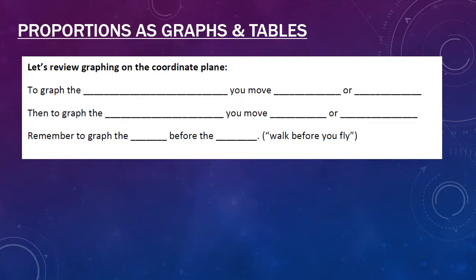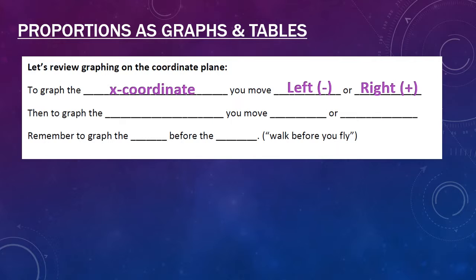So let's review what it looks like to graph on the coordinate plane. To graph the x coordinate, remember that's the first number in your ordered pair, you move left if it's negative, right if it's positive. We did this way back before winter break, so let's refresh this just real quick. The first number in your ordered pair moves left or right on the coordinate plane. Left if it's negative, right if it's positive.